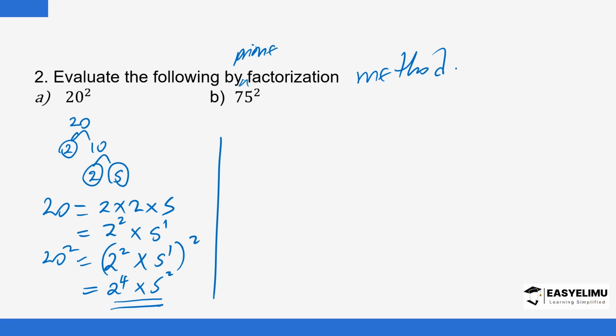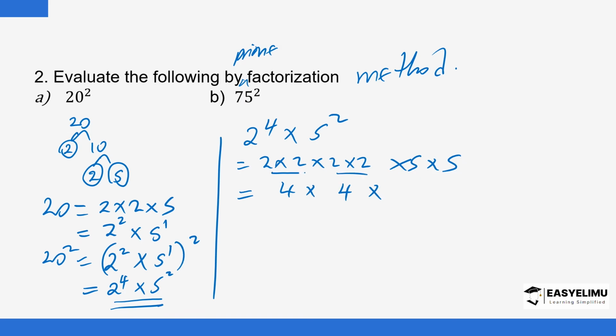You can still break it down further so that we have 2 raised to power 4 times 5 raised to power 2, being equal to 2 by 2 by 2 by 2, 4 times, and then 5 by 5. That is, you group them in pairs, and then we have 4 and 4, and we have 25. Usually it's advisable that when you reach such a scenario, you multiply 2 of the numbers that will give you a number ending in a 0.